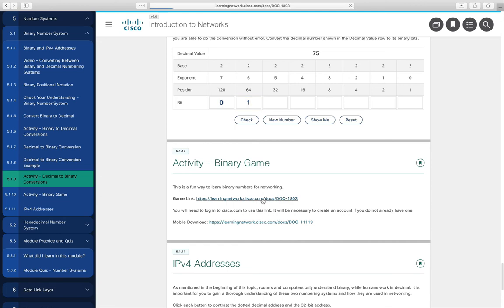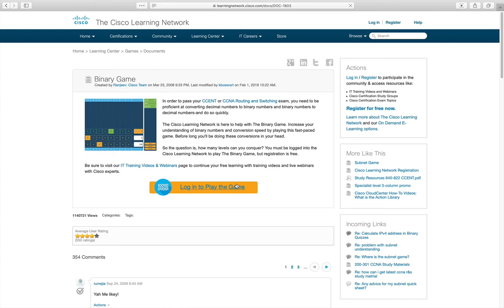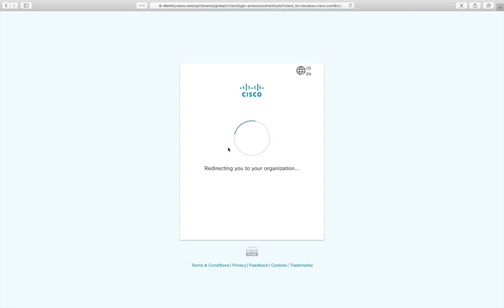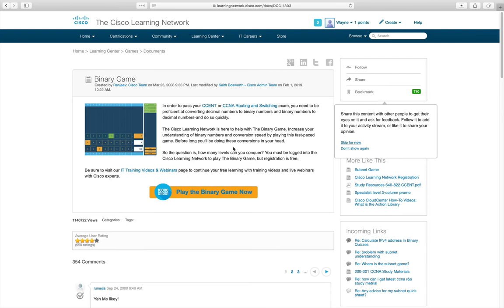by clicking on the game link. And it's going to open up the browser. It's going to tell me I need to log in to play the game. So I click on that. It's going to have me log into the same account I log into NetAcad. It actually did it automatically for me. It remembered that. So that may be a browser thing. It may be a Cisco Academy thing. But now it's changed to play the binary game.